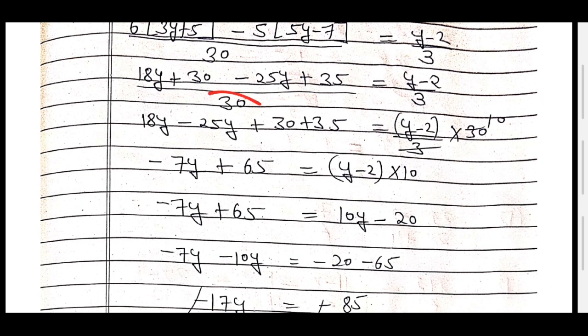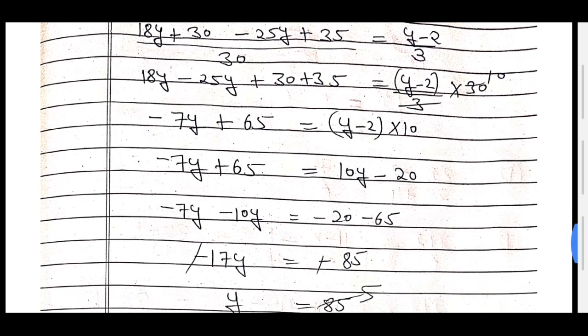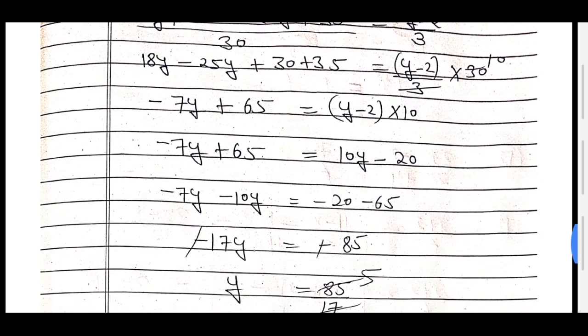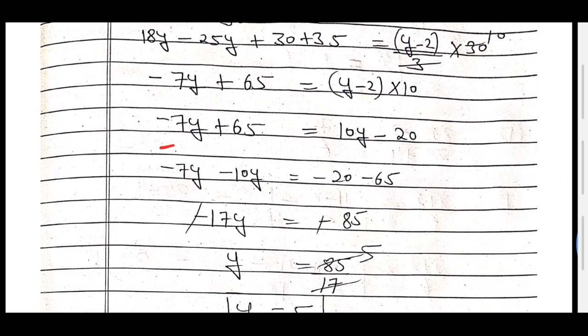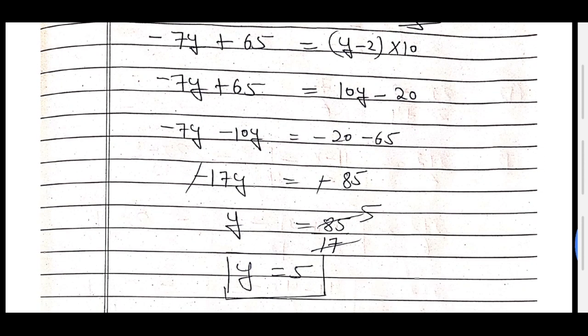Now there is a 30, so 30 goes to this side in multiply, here it is divide, when moved to this side it becomes multiply. Cut, 3 1s are 3, 3 10s are 30, and here you get 18y, 25y, 30 and 35. It means like terms together, numbers together and variables together. Here it becomes 10. Now just solve 18y minus 25y you get minus 7y, 30 plus 35 you get 65. Here it becomes y minus 2 into 10. Now just solve minus 7y plus 65, multiply 10 by y, it becomes 10y, and 10 by 2 you get minus 20. Now arrange variables together and constants together.